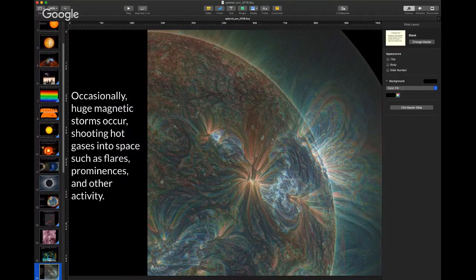Occasionally, as we head through the chromosphere into the photosphere, you're going to see huge magnetic storms occurring. These huge magnetic storms shoot out all kinds of gases into space, and we call these different names depending on the type of energy that is spit out. So we have things like flares, prominences, granules, supergranules. Here in this image, this is a NASA image, you can see several of that.